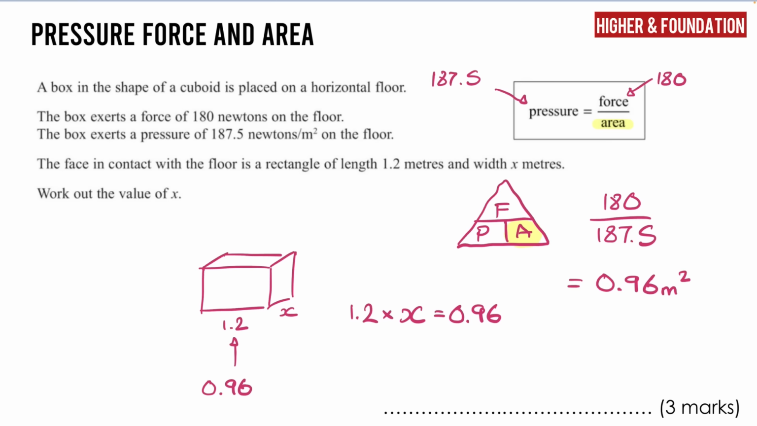Of course, you could just write that as 1.2x. Now to solve that, we would just need to divide by 1.2, and we would have our length of x, which is 0.96 divided by 1.2, and that comes out as 0.8. So there we go, the value of x is 0.8, that's the width of the rectangular base.